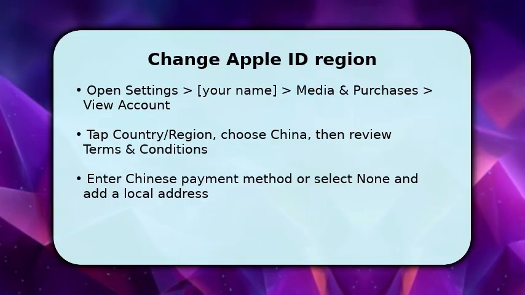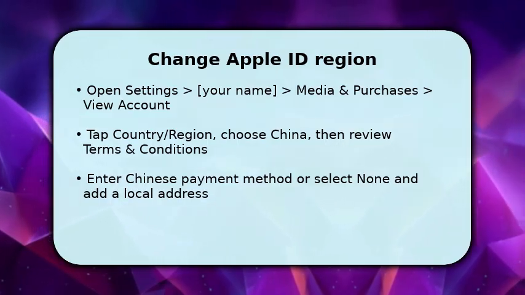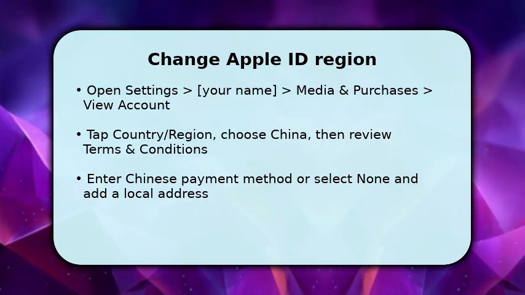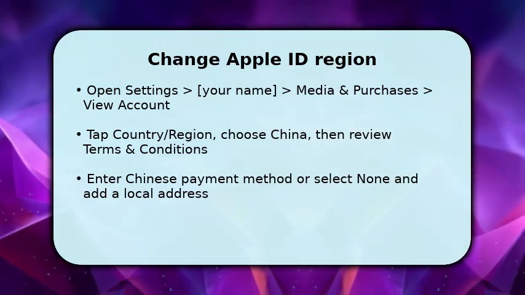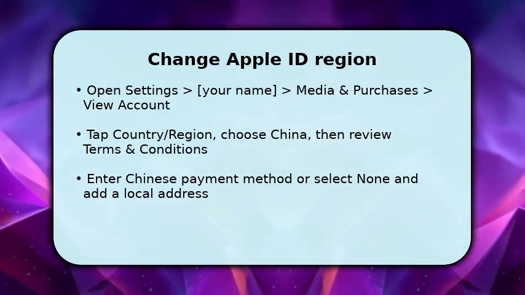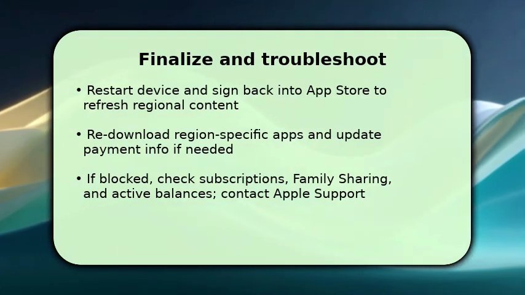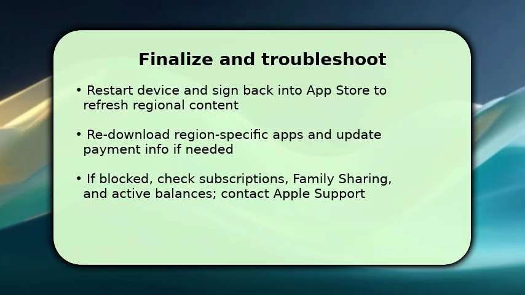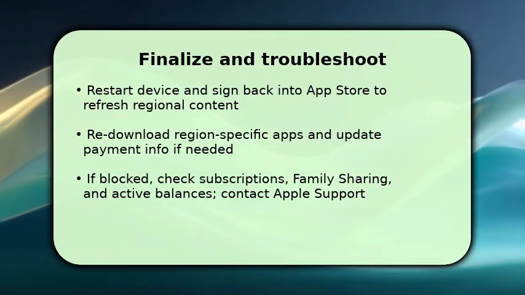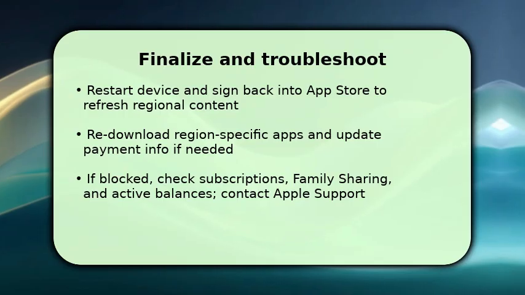If an error appears, double-check you've canceled all subscriptions and that family sharing settings aren't blocking the change. Finish by restarting your device and signing back into the App Store so the China catalog refreshes. You should now be able to download region-specific apps and update payment details to local methods for purchases.